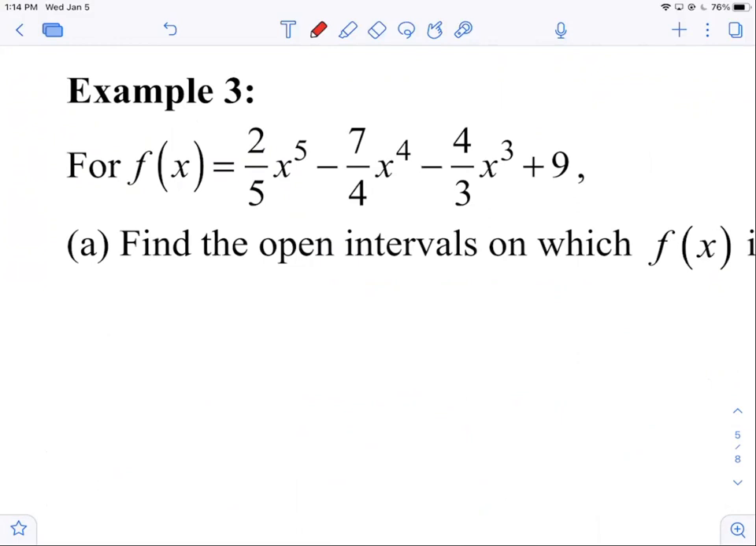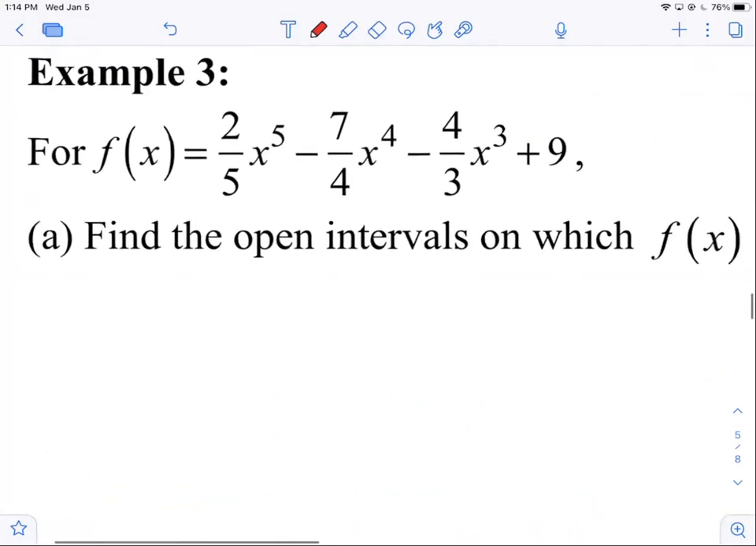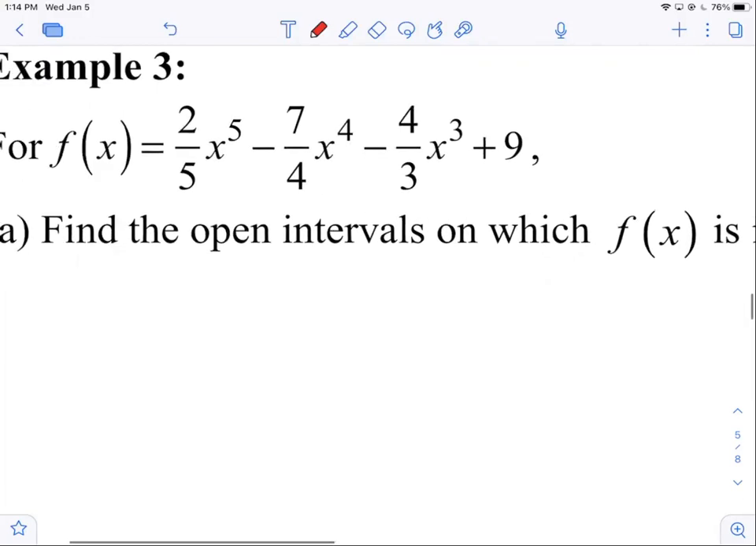All right. Example 3. There's a quintic polynomial. Find the open intervals where F is increasing or decreasing. Justify. A polynomial is continuous everywhere, so it can only change from increasing to decreasing at a critical value. There we go. How do we find critical values? Take the derivative, set it equal to 0, and consider where it might be undefined. But a polynomial is differentiable, and so are its derivatives. So let's just go right to it.